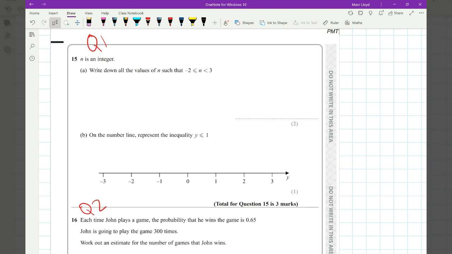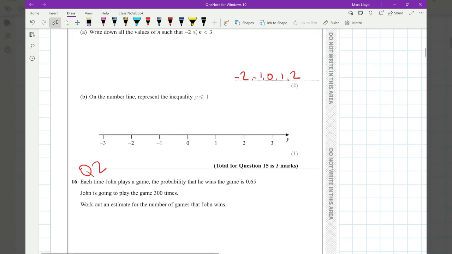Our first question for today, question 15 on the foundation, question 1 on the higher. Write down all the values of n that satisfy this inequality. So the first one is -2 because we're allowed it, because it's got the equals sign. And then we write down all the integers until we get to 3, because we've got a decision to make. Because that inequality doesn't have the equals part to it, we do not include 3.